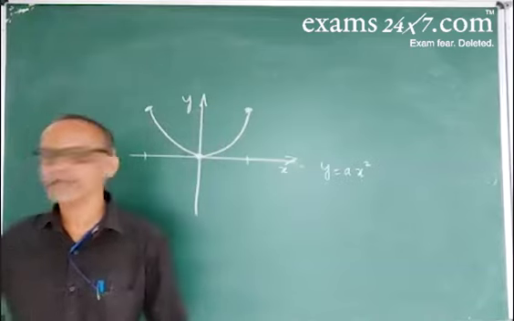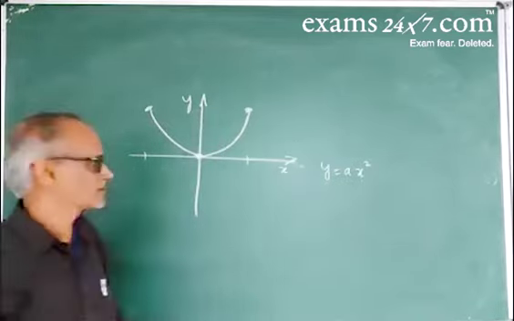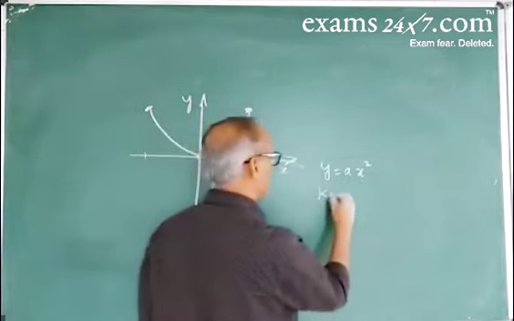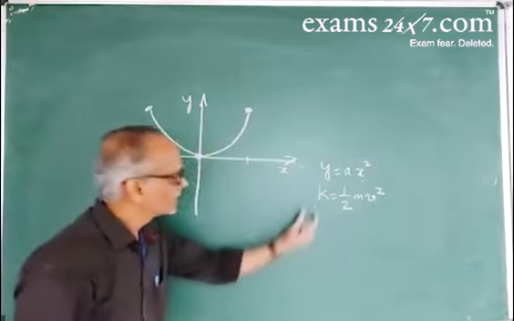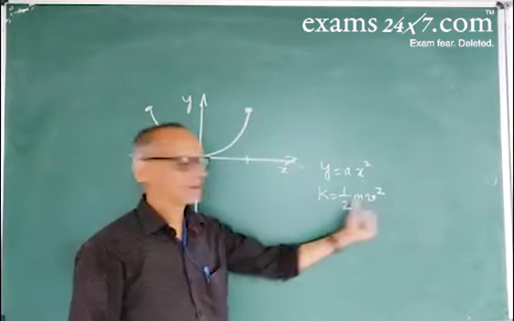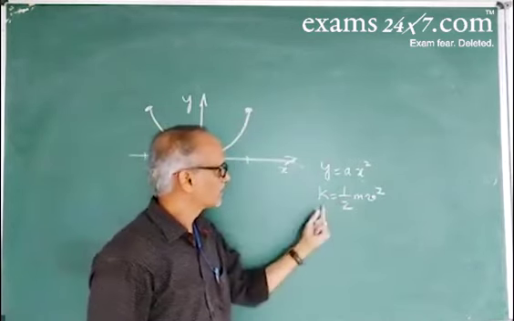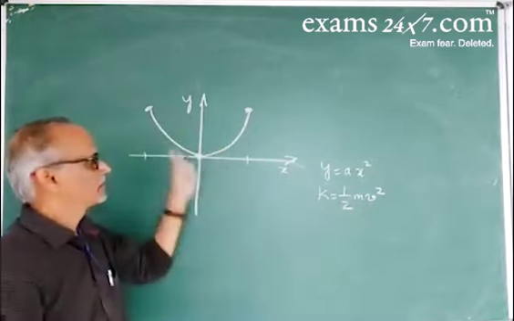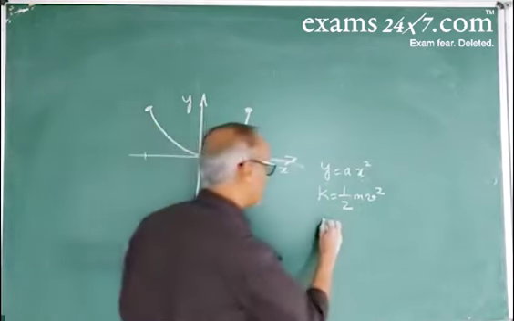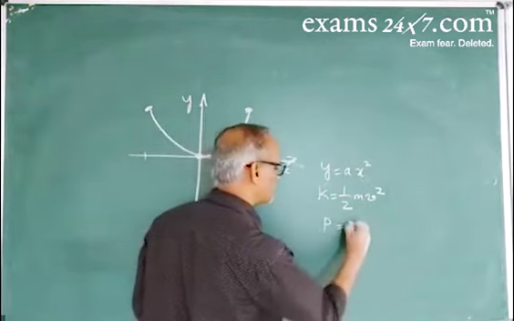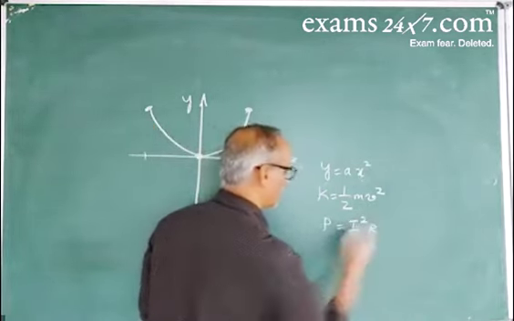And we have plenty of such equations in physics. Kinetic energy K is equal to half m v squared. So here K versus V is a parabola through the origin, and it's of this format. We have power P is equal to I square into R.